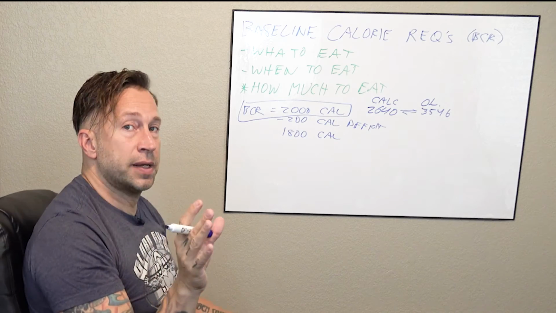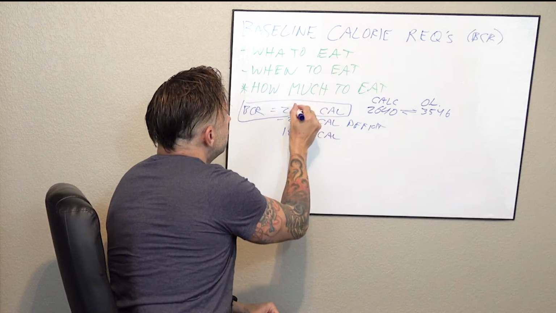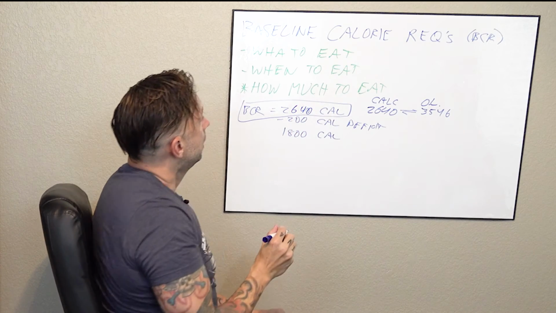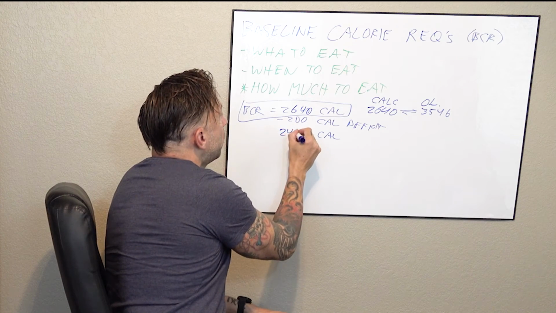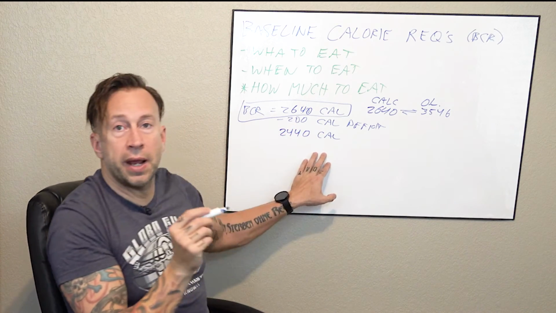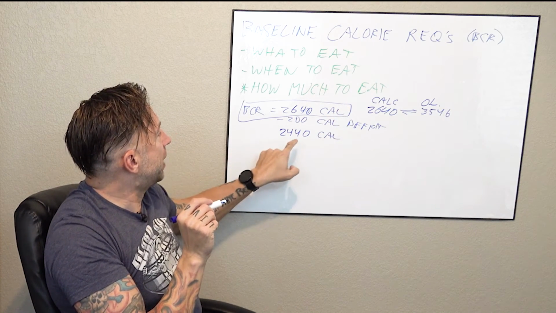Now, do you need a full month of data? Not necessarily. The basics of it are the more consistent you are with your behaviors, the less data you're actually going to need, and the more data that you get, the more accurate your numbers will be. The other thing to consider is, let's say I start with 2,640 calories and I do a 200 calorie deficit, and that gives me 2,440 calories per day as a target. So that's my BCR, my deficit, and my target.